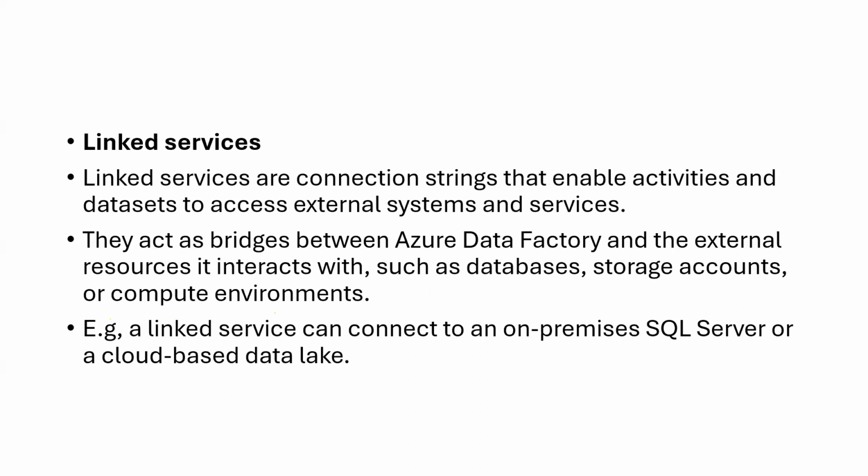Okay. Then we'll see link service. I explained a link service is a connection string that enables activities and data sets to access the external systems and services. Okay, so link service means it's a service that is provided by Azure Data Factory, which is used to access the external data sets and external systems or services.